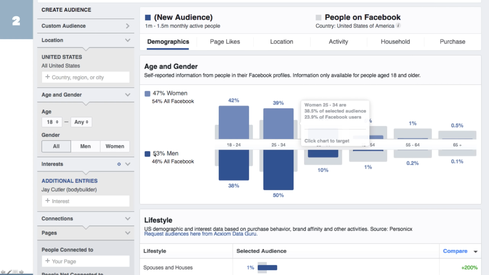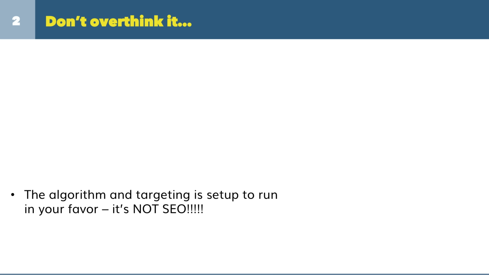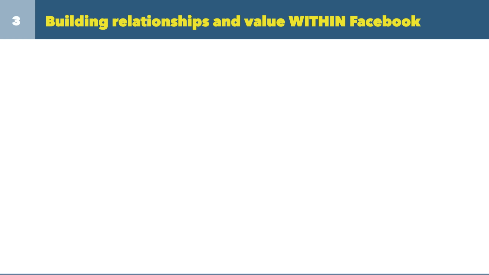Because of other pages that you like. So it's very important to cross-check your audience with insights. Very quick, very easy, and incredibly powerful for other stuff like content marketing as well. One of my favorite tools, actually. So just like I said, it's not SEO. The algorithm's set up to run in your favor.